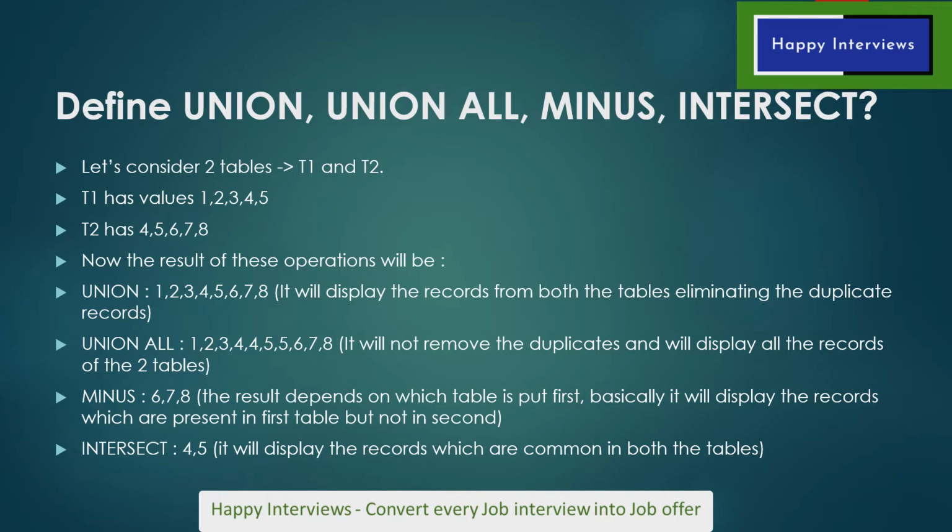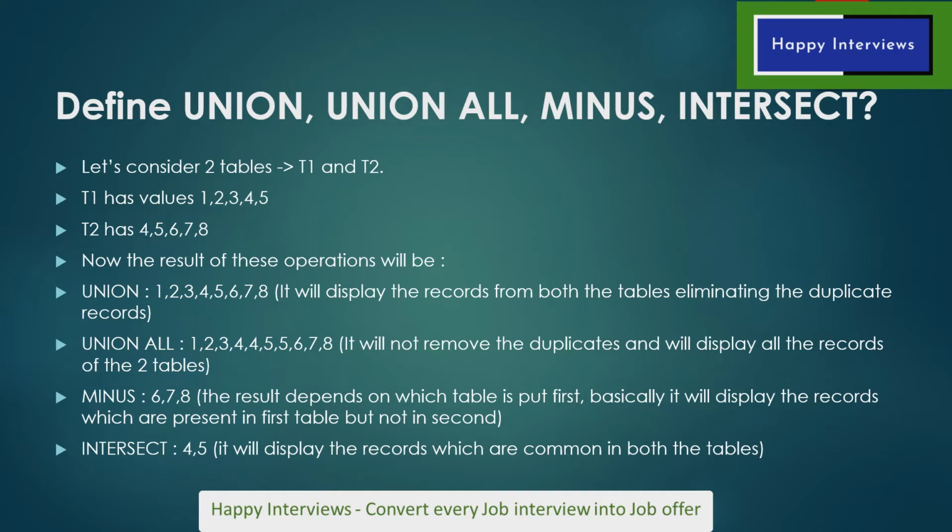So same way, if we minus a table from table 1, so whatever is not present there in the table T2 will be the result. So here if you can see that, if I say 1, 2, 3, 4, 5 minus 4, 5, 6, 7, 8, so if I do T1 minus T2, then I will get 1, 2, 3. Whereas if I do T2 minus T1, T2 is placed first and T1 will be removed, then what will be the answer? It will be 6, 7, 8.